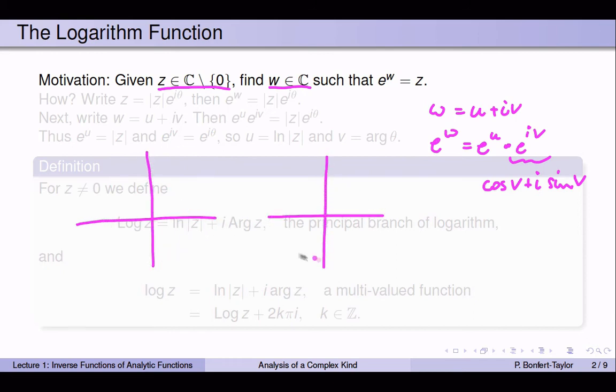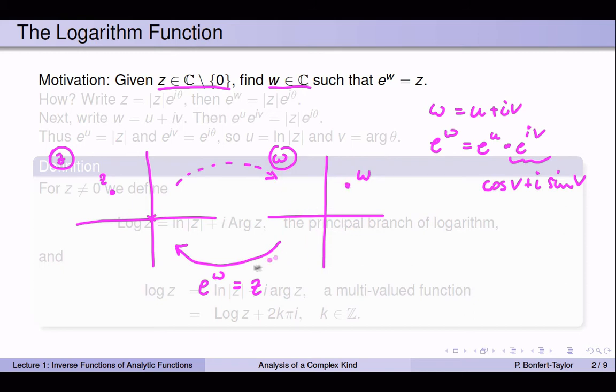In other words, we want to start with a z over here in the z plane, which is not the origin, and we want to find a w in the w plane such that the exponential function maps e to the w to z. So this point w is to be mapped to z under the exponential function. So what we're looking for is an inverse to the exponential function.